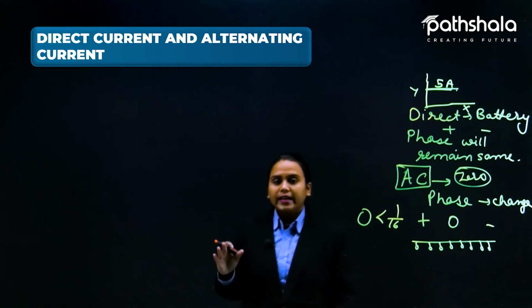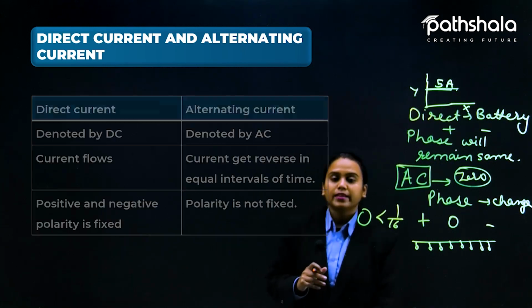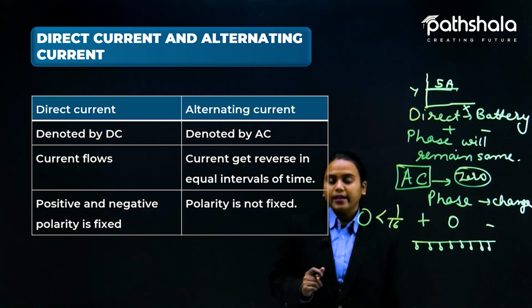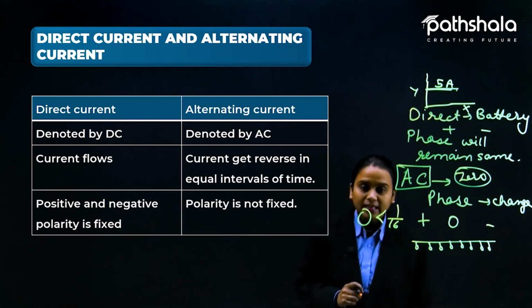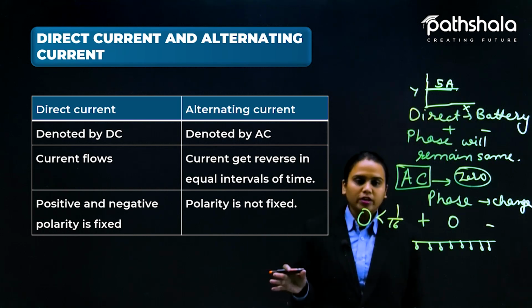So this is what direct and alternate current are, and here is the differentiation list. Direct current is denoted by DC and alternate current is denoted by AC.